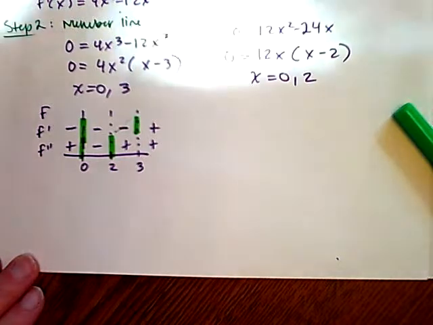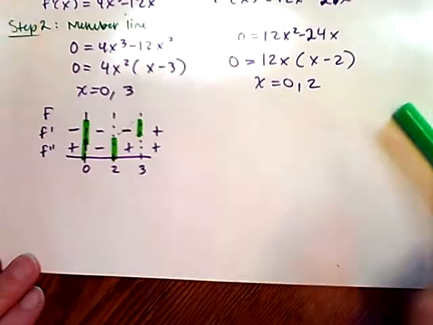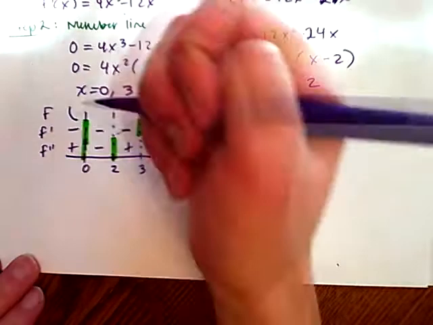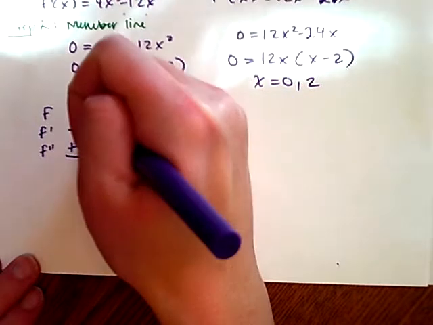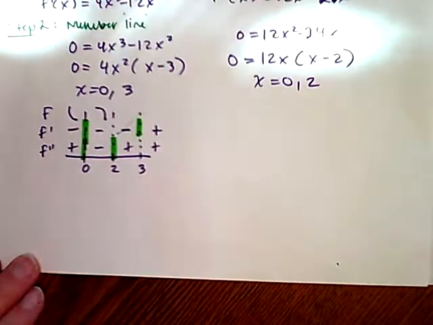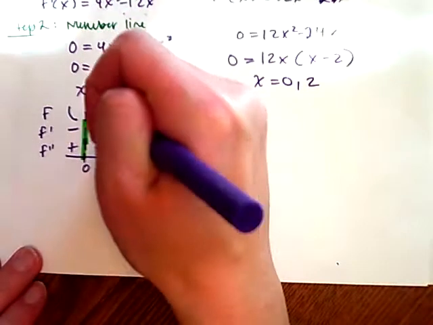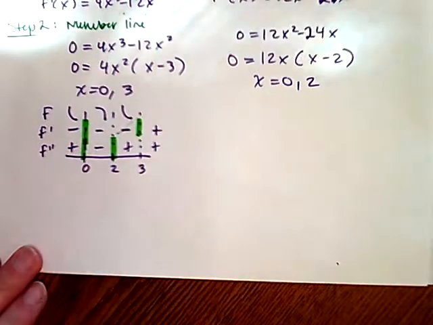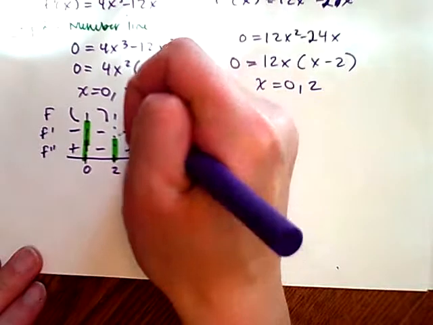So putting this all together, we see decreasing concave up. So it should look like that. Then decreasing concave down. So now it should look like that. Here it's decreasing concave up again. And then increasing concave up. So it should look like this.